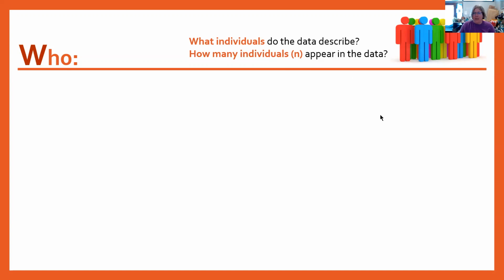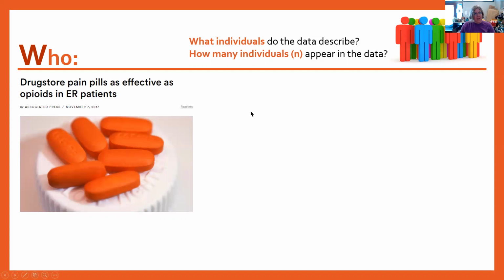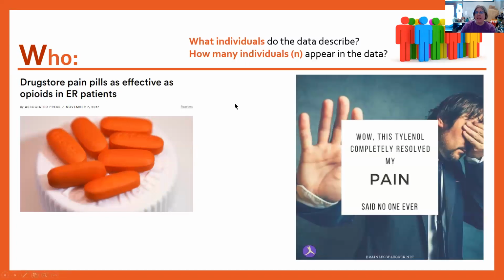Here's an example of some research that was published a couple years back and had a lot of people asking, what exactly is going on here? So the research says drugstore pain pills are just as effective as opioids in ER patients. So my first thought when I saw that was, well, what about somebody that was in a really bad car accident or somebody that was in a burning building and has third-degree burns, right? That seems really unlikely to be true. And I'm not the only one who thought that. This research gave birth to a whole lot of memes along these lines. Things like, wow, this Tylenol completely resolved my pain, said no one ever.